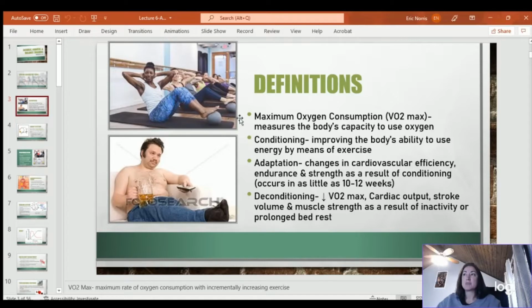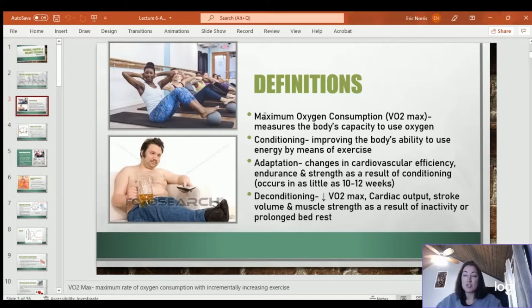Some of our definitions. Maximum oxygen consumption, or VO2 max, is the measurement of the body's capacity to use oxygen. Conditioning improves the body's ability to use energy by means of exercise. Adaptations are changes in the cardiovascular efficiency, endurance, and strength as a result of conditioning, and that can occur in as little as 10 to 12 weeks of consistent exercise.